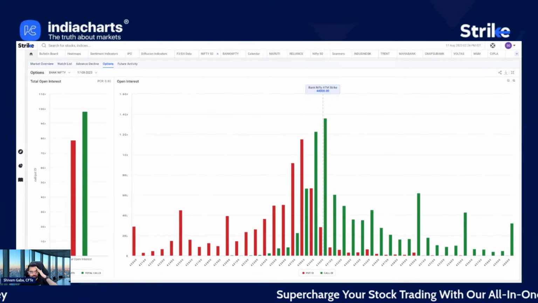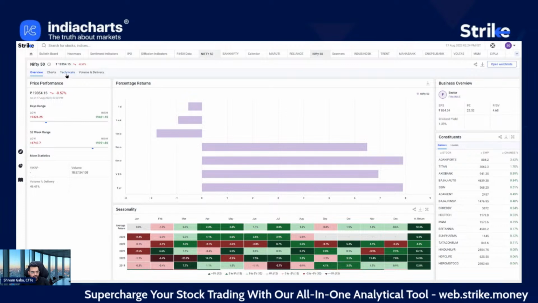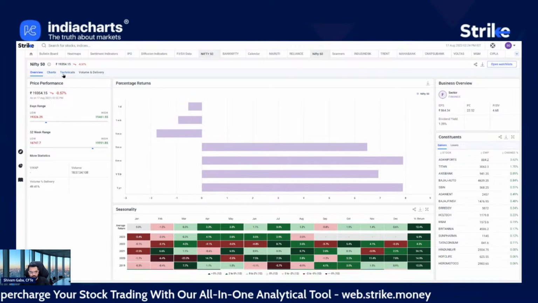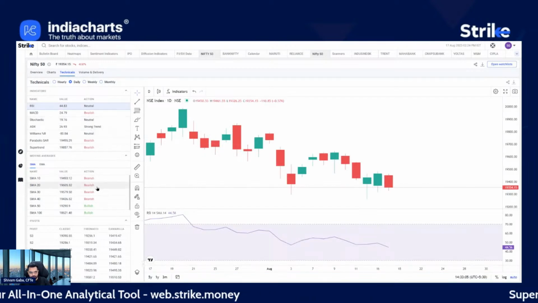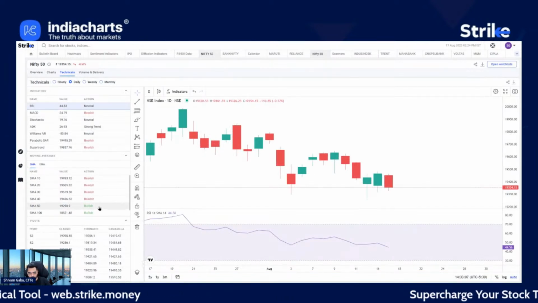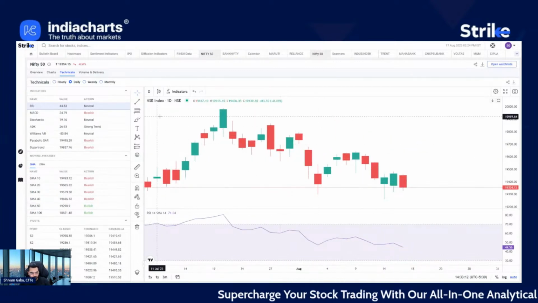Let's look at a chart of Nifty and Bank Nifty as well. You can go to the index and then either the charts tab or the technicals tab to have a look. All these indicators have been given on the site, so you can have a quick view of which indicators are bearish or bullish for the market.